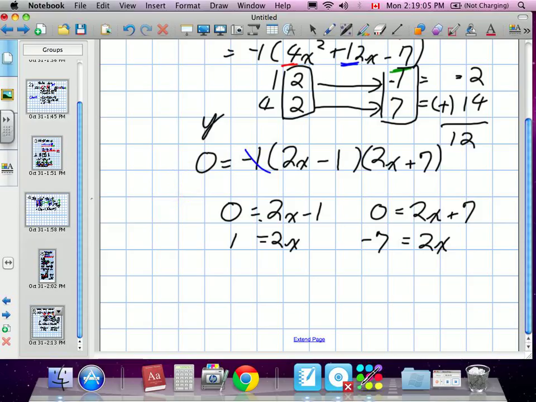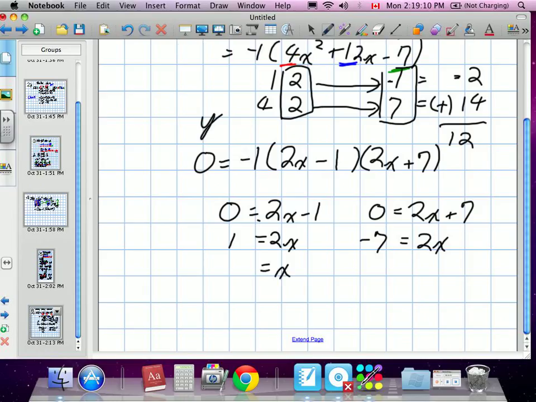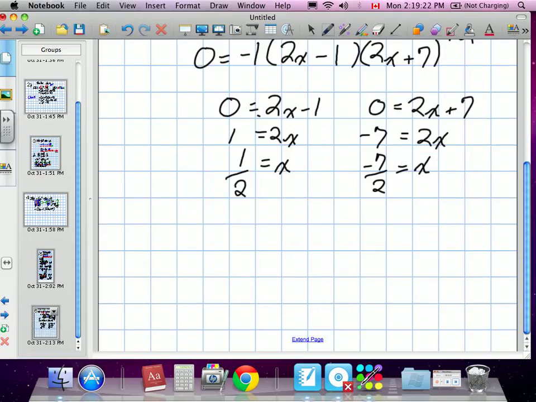So, I have to isolate for x. That means I have to divide by 2. I'm going to get x is a half. And over here, I'm going to get negative 7 over 2 equals x. I'm going to put them as decimals just because I think it'll make it a little easier for you guys. X is 0.5 is one of our x-intercepts. And over here we're going to have negative 3.5 as our other x. These are our x-intercepts. So my two x-intercepts are at 0.5 and 0, and negative 3.5 and 0.